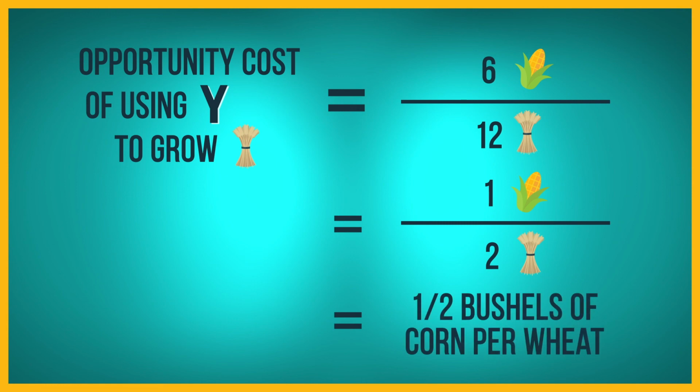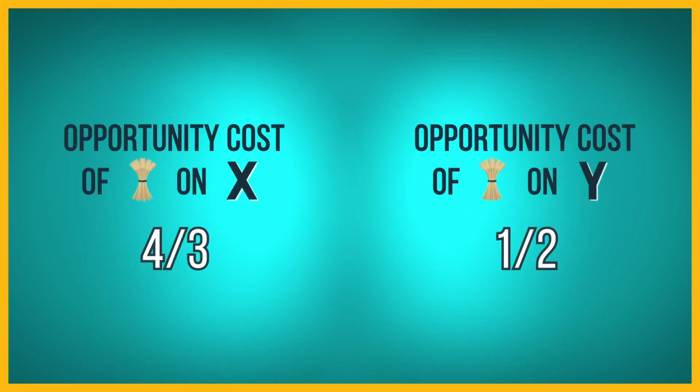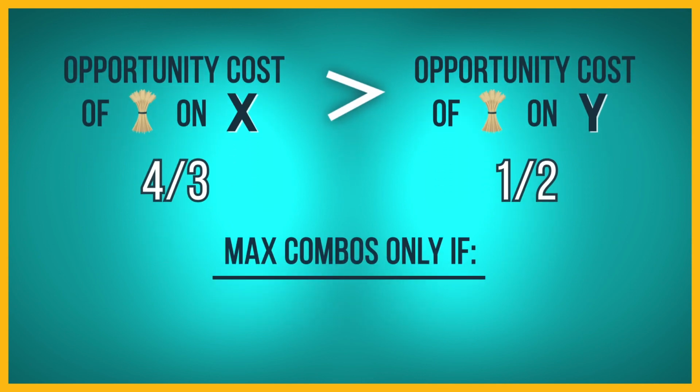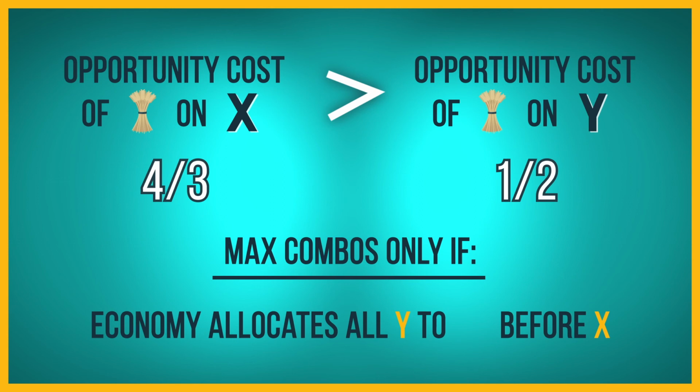Since the opportunity cost of growing another bushel of wheat using Y is lower than the opportunity cost of growing another bushel using X, maximum combinations occur only if the economy allocates all of its acres of Y to wheat before it allocates any acres of X to wheat. Paying a high opportunity cost instead of a low opportunity cost makes the economy inefficient.